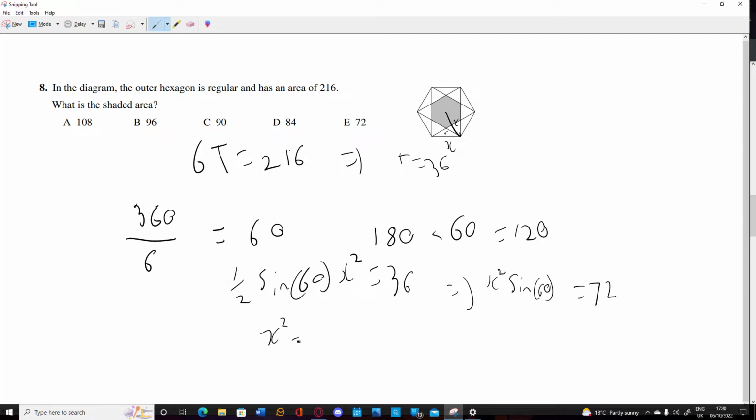So x squared is equal to 72 over sine 60. Sine 60 is root 3 over 2, so 72 divided by root 3 over 2 is 72 over root 3 times 2, which is equal to 144 over root 3. So x is just the root of that.